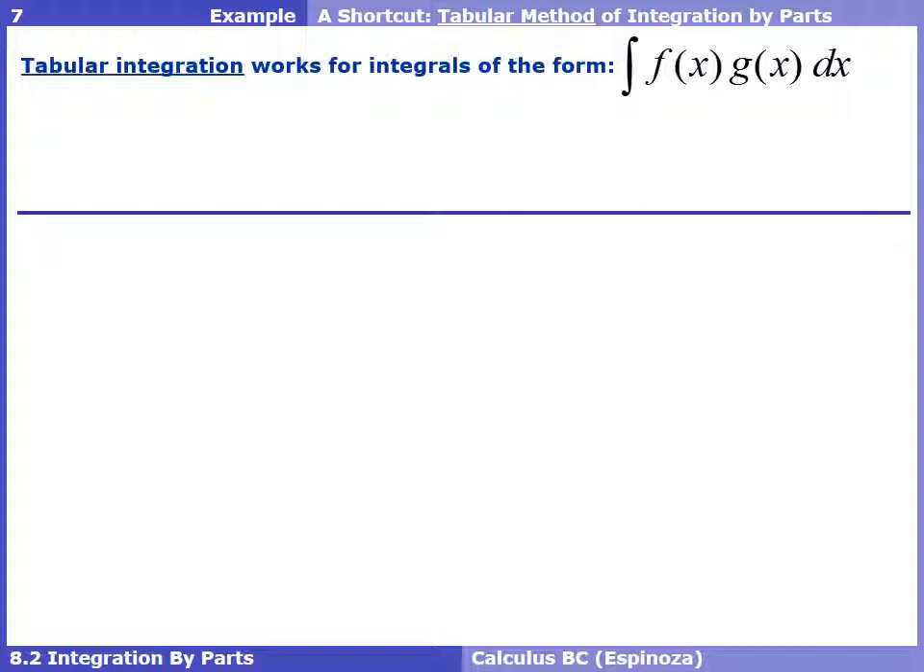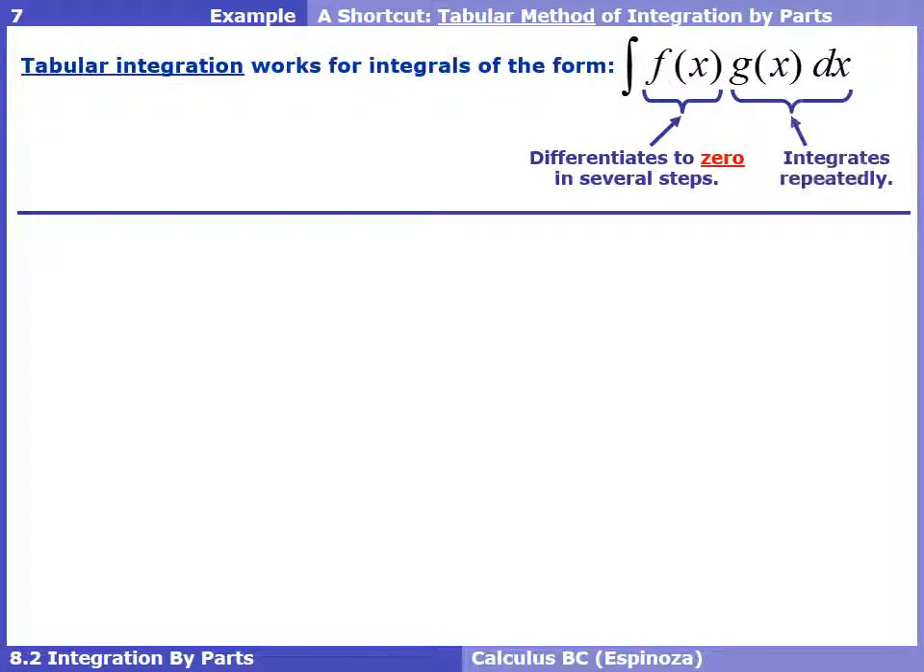Integration by parts is used when we have two functions being multiplied by each other and there is no u substitution we can use. But this tabular method works especially well when one of your functions differentiates eventually to 0 and when your other function integrates repeatedly. Not sure if you can visualize what that would look like, but it would look like these examples you see here.